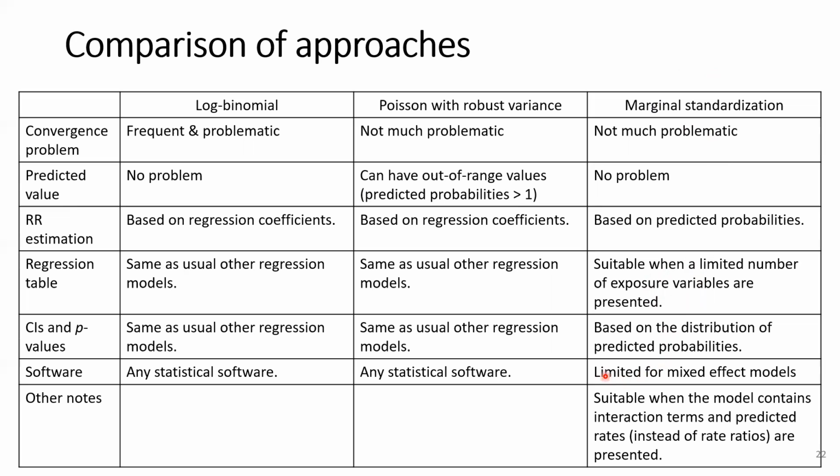And also, statistical packages are somehow limited to run this method easily, but you can do so by writing programs. Another advantage of marginal standardization is when the model includes interaction terms, which is difficult to present using a usual table, and when we want to show the predicted rates, or in our case, predicted prevalence instead of prevalence ratio.